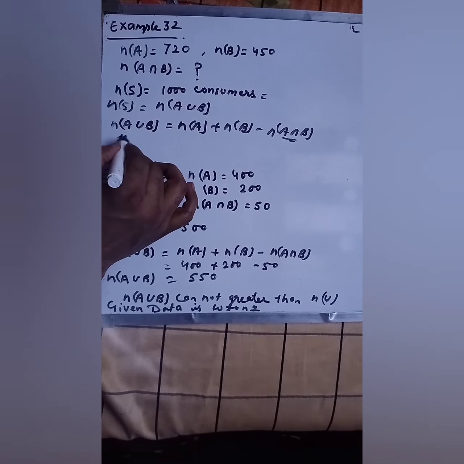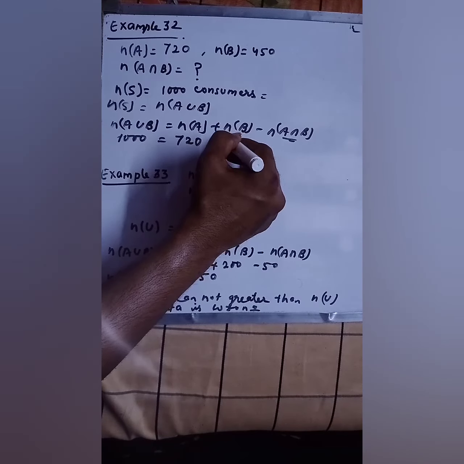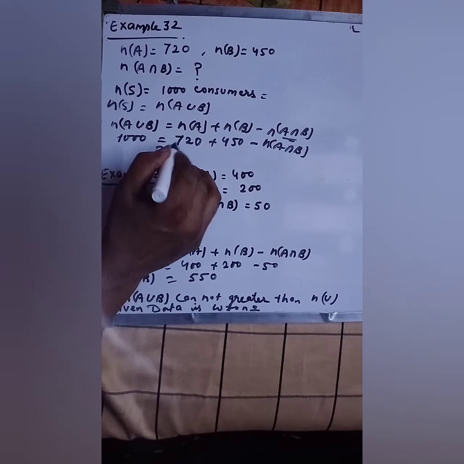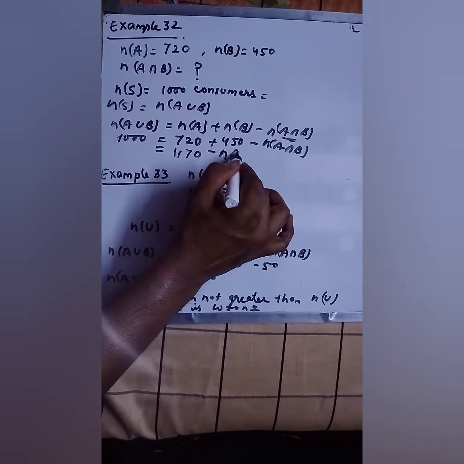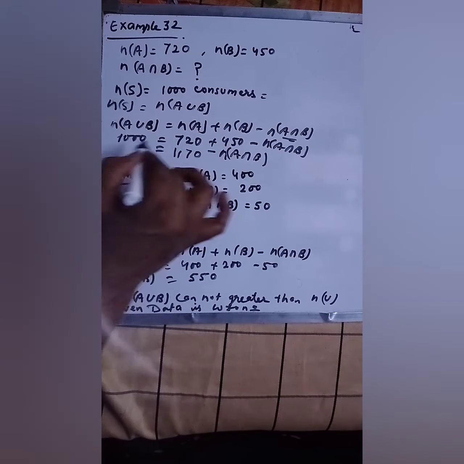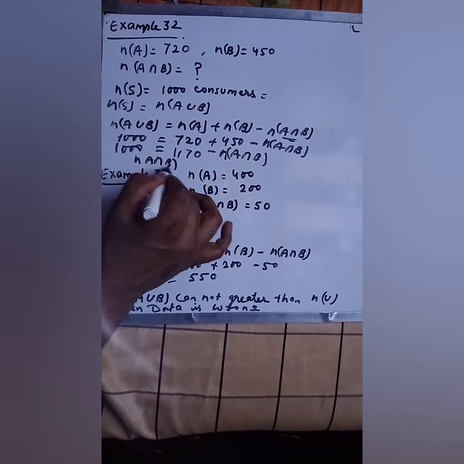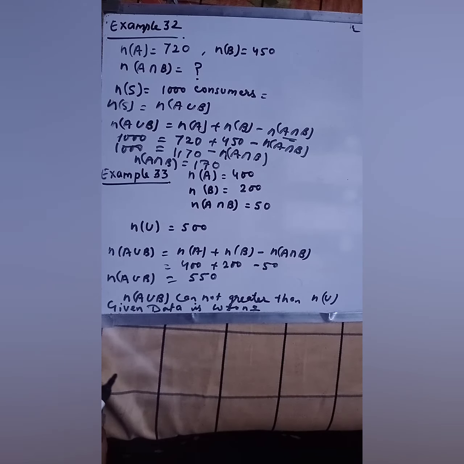So I'm solving here. This would be 1000. n(A) would be 720 plus n(B) would be 450 minus n(A intersection B). So this would be 1170 minus n(A intersection B). This would be 1000. That means A intersection B would be 170. So this is your final answer. Got it?